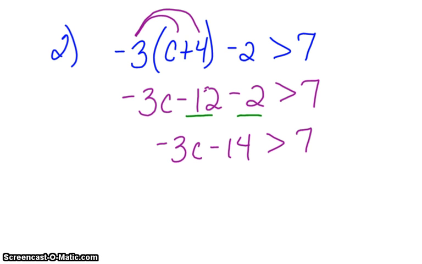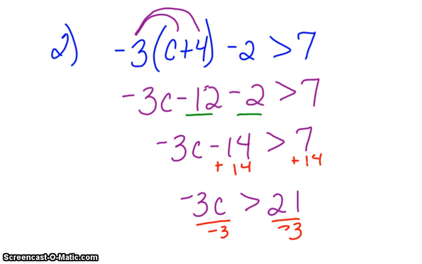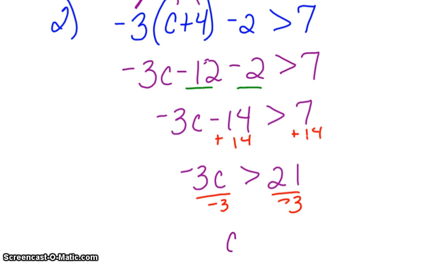Now I can do an opposite. Since I'm doing it to both sides of the inequality, negative 3c, the 14's cancel, and I'm left with positive 21. Last step, again, I'm dividing both sides by a negative. I'm going to flip that symbol around. It's going to become c is less than negative 7.